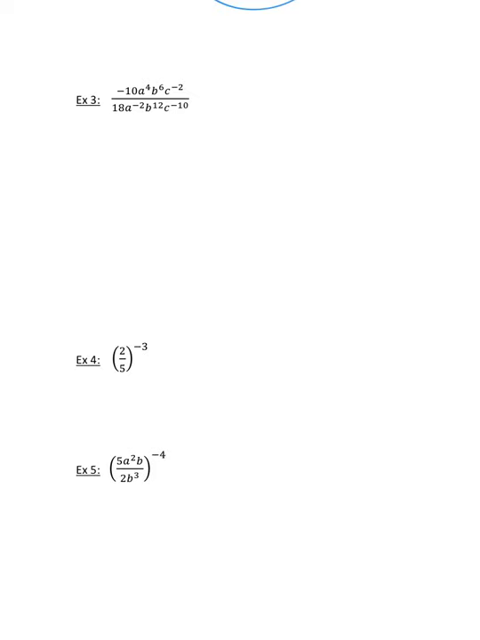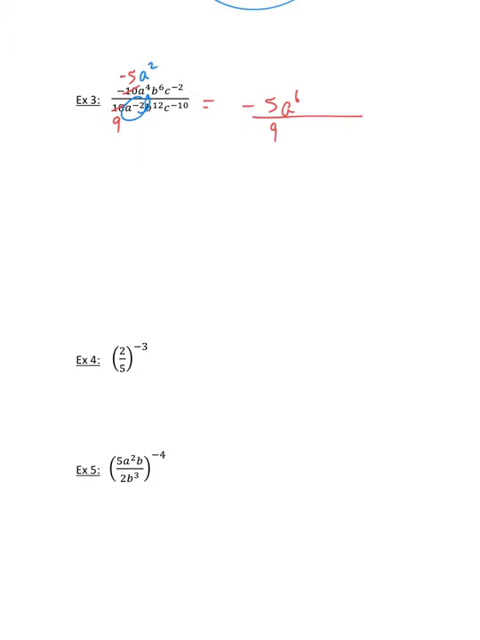Okay, for example 3, first you should look at these coefficients. 10 and 18 have a common factor of 2. So this is going to be negative 5 over 9. I'm going to start my fraction over here, negative 5 over 9. For the a's, this a to the negative 2nd wants to go up, becomes a to the 2nd, and I'm going to multiply times a to the 4th, and I'll get a to the 6th, because I'm adding those exponents.